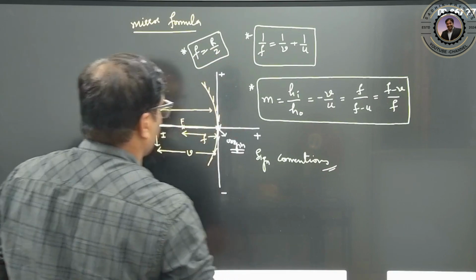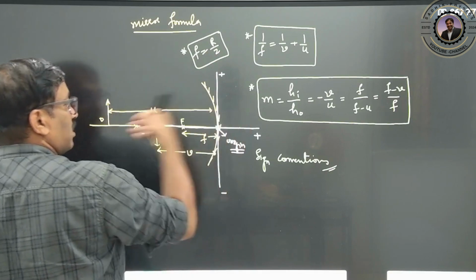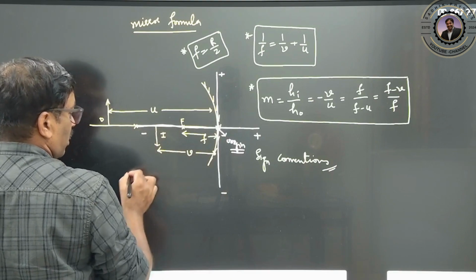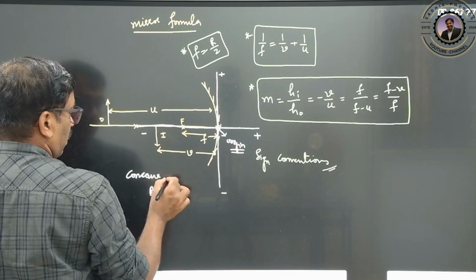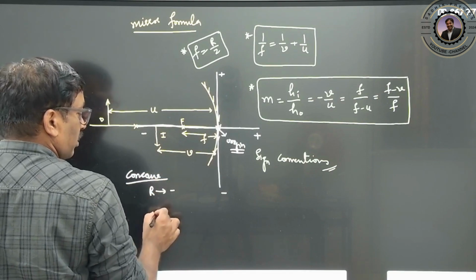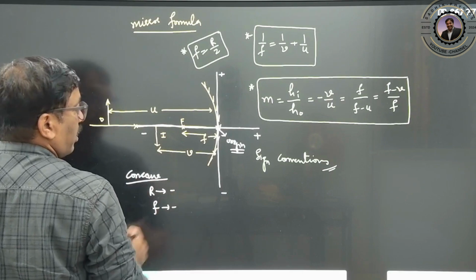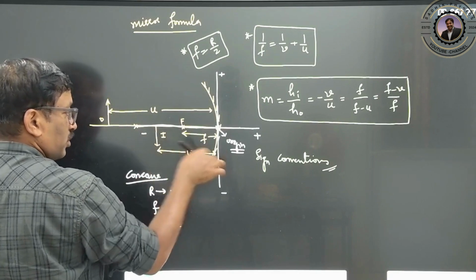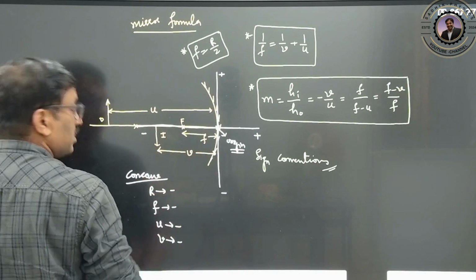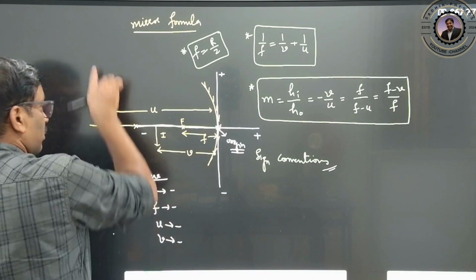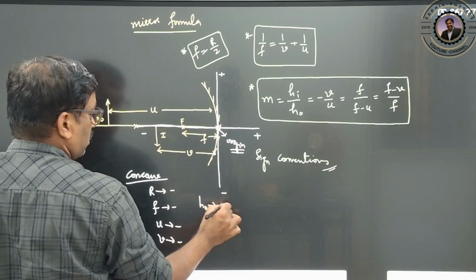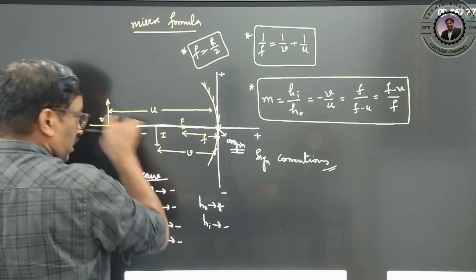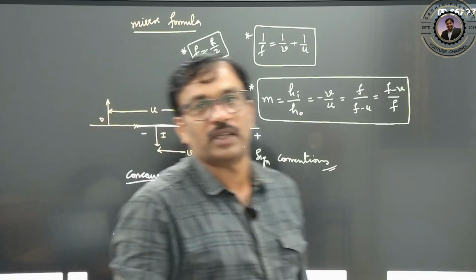So, can you tell me the radius of curvature of this concave mirror? Radius of curvature for a concave mirror is taken as negative. Focal length is what? Negative. Object distance is negative. Image distance here is negative. Height of the object is positive, and height of the image is negative in this diagram. Sometimes it will have different values.